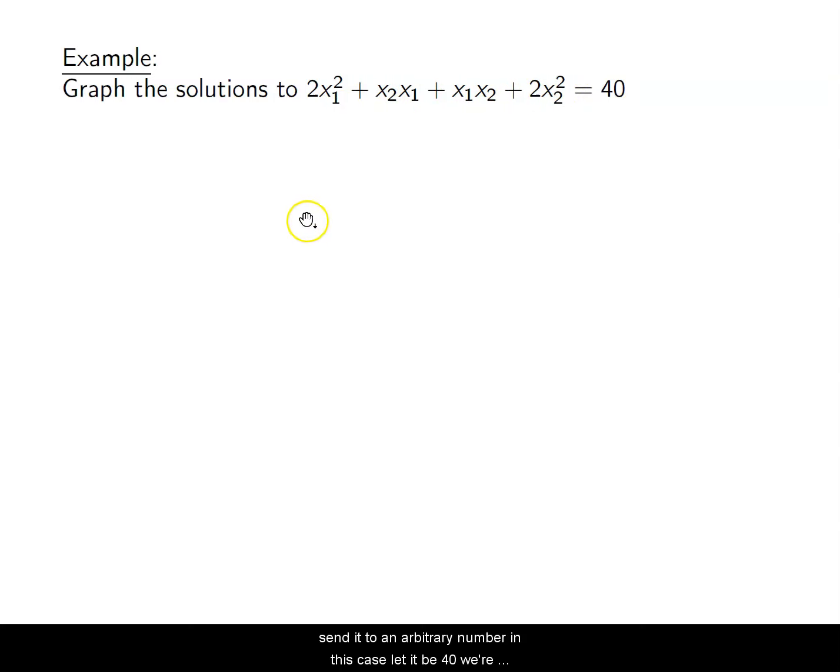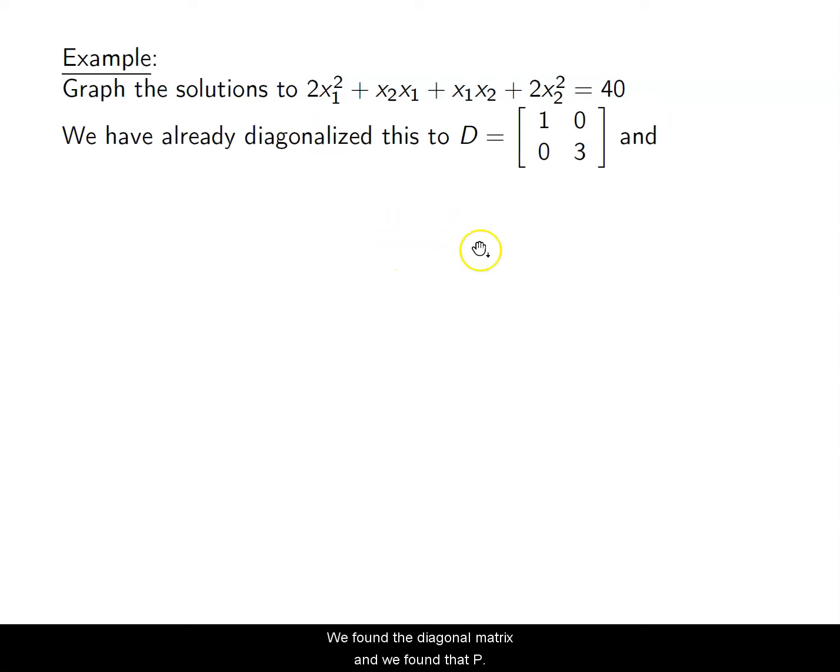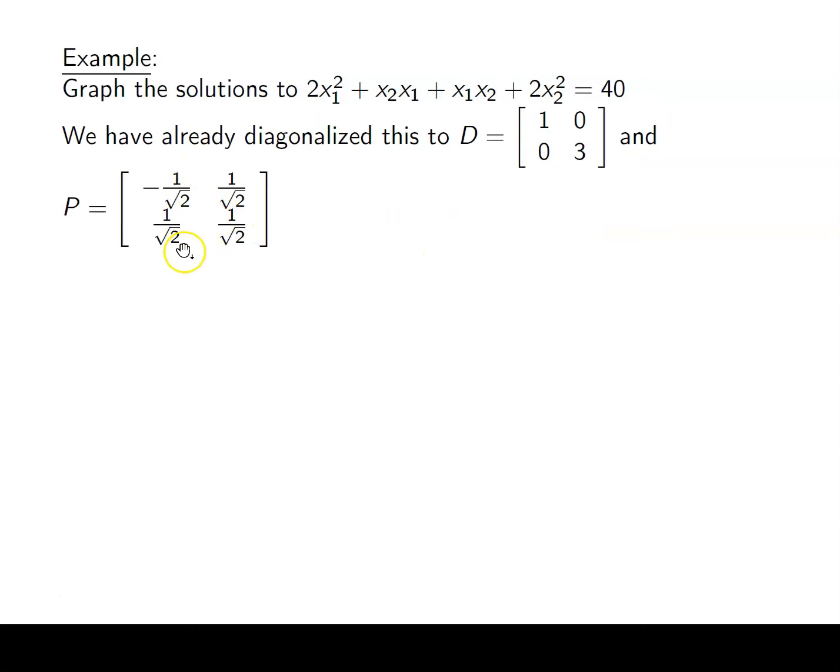So we're looking at what we had from A, that quadratic form, and we're just going to set it to an arbitrary number. In this case, let it be 40. We're going to graph what the solutions to this look like. We already diagonalized this. We found the diagonal matrix, and we found that P matrix, the vectors.